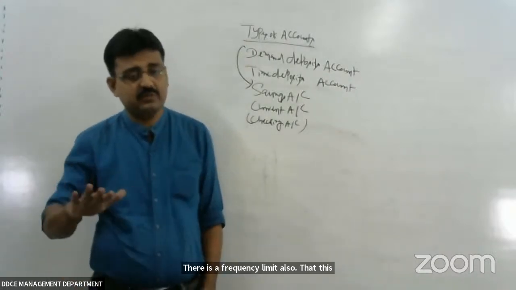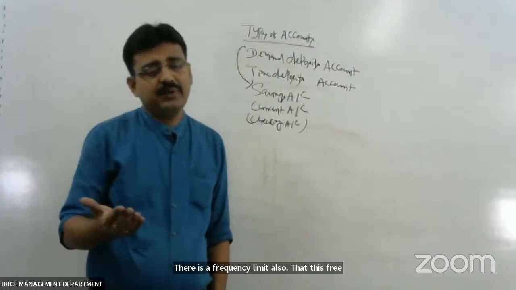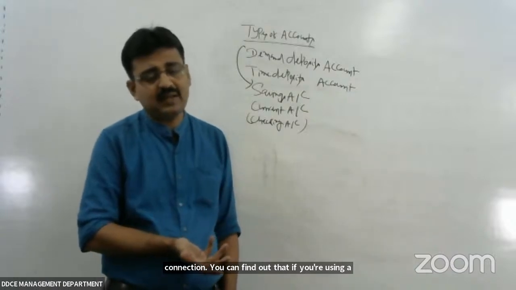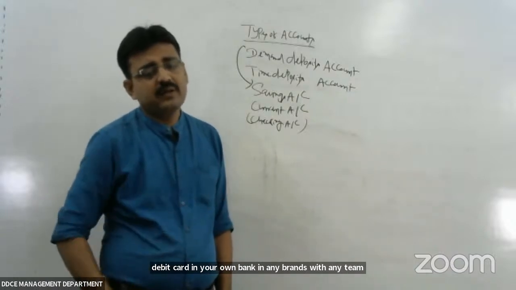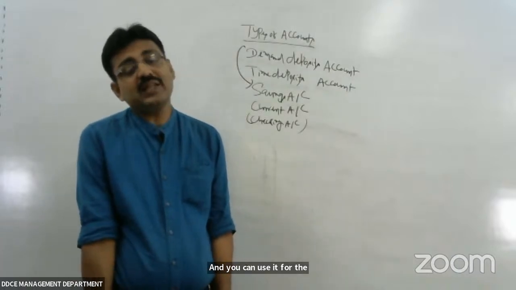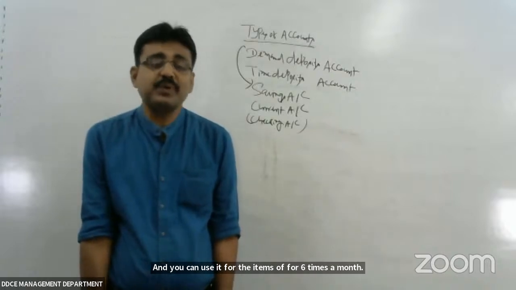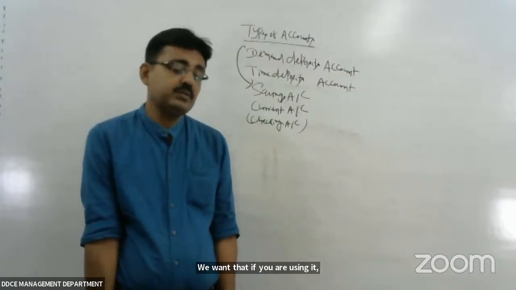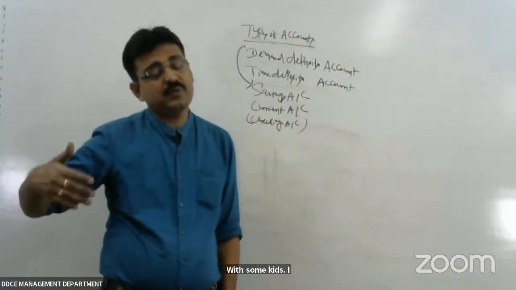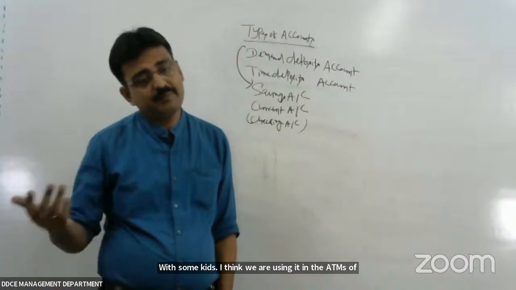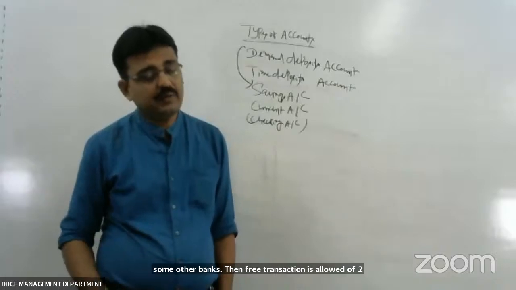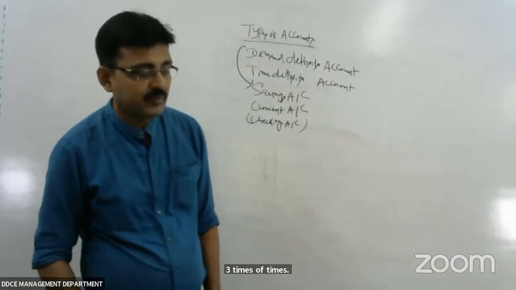There is a frequency limit also. That means free transactions. If you are using your debit card in your own bank, in any branch or any ATM of your bank, then you can use it freely for 5 times or 6 times a month. Beyond that, you are supposed to pay some penalties or fees. And if you are using it in the ATMs of some other banks, then free transactions are allowed up to 3 times or 4 times. Beyond that, you will have to pay a penalty.